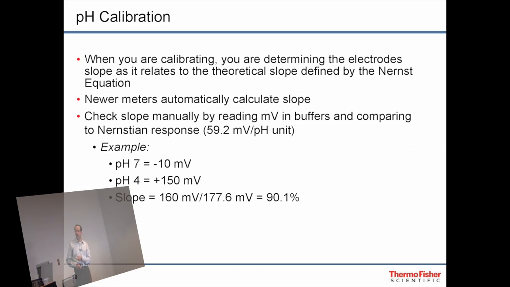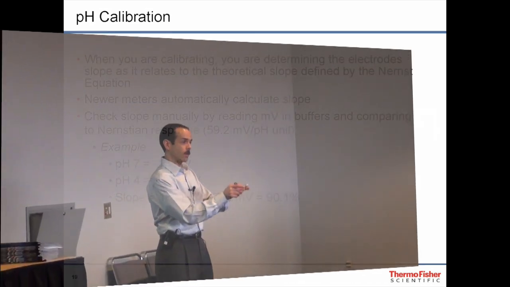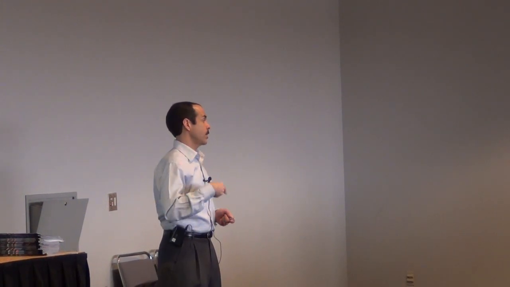You're getting a value of 160, so you take 160 divided by 177.6, and that works out to be 90%. So that's what your meter is doing inside. That's how it's calculating slope. It's looking at the difference in millivolts for your electrode and comparing it to a perfect electrode based on that Nernst equation. We'll see what the slope ranges should be in a little bit, but slope is the single best indicator of when you need to replace that electrode or when you need to clean that electrode.